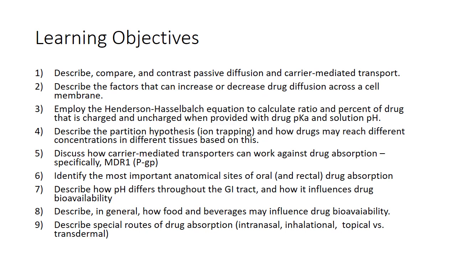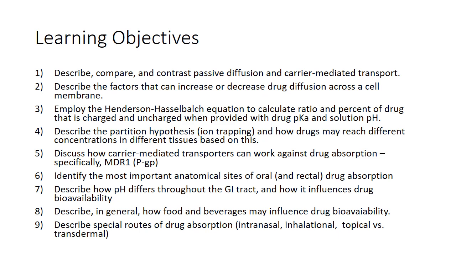You need to understand how percent is going to be calculated from the ratio of acid to base. Describe the partition hypothesis or ion trapping and how drugs may reach different concentrations in different tissues based on this ion trapping. Discuss how carrier-mediated transporters can work against drug absorption. Even though some can work to promote drug absorption, the most common issue we see with drugs in real practice is some transporters would prevent drug absorption. And PGP or MDR1 is the typical one.